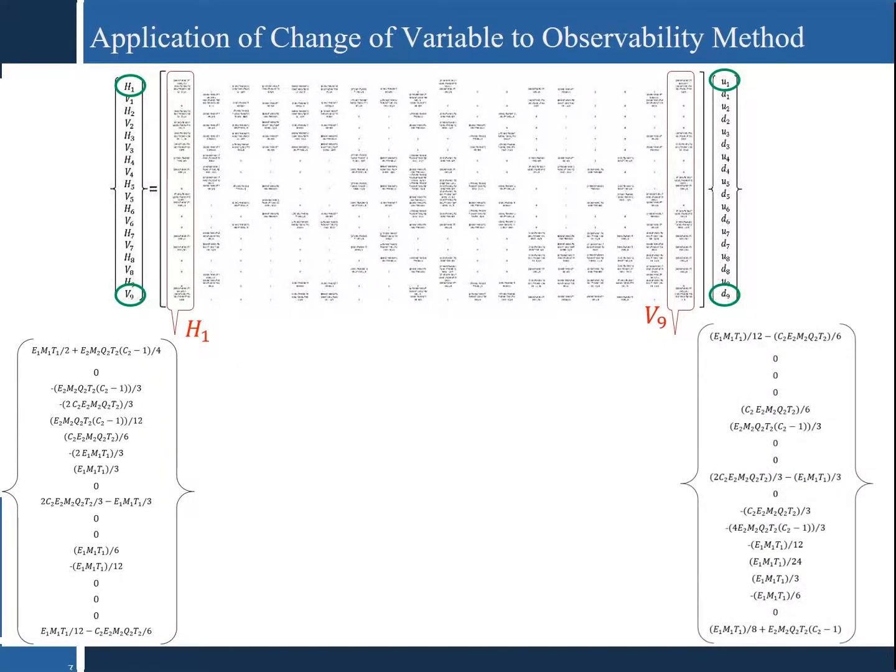To have better recognition of this change of variables in our system of equations, this slide shows the first and last columns of the stiffness matrix, which are related to H1 and V9.